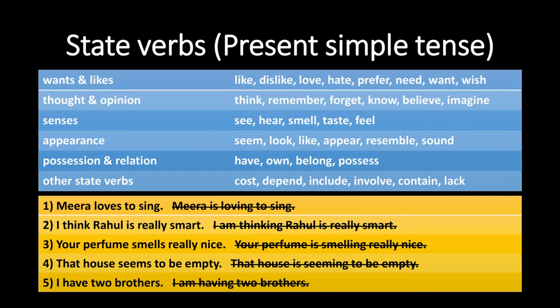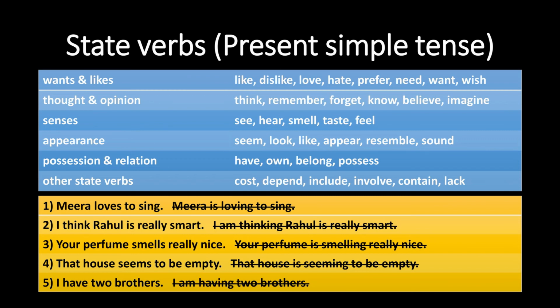We just saw that want is a state verb. In the same way, other verbs that express wants and likes are also state verbs. You can pause the video and look at the words. Let's see some examples. Meera loves to sing. You cannot say Meera is loving to sing. This is wrong. I think Rahul is really smart. Not I am thinking Rahul is really smart.